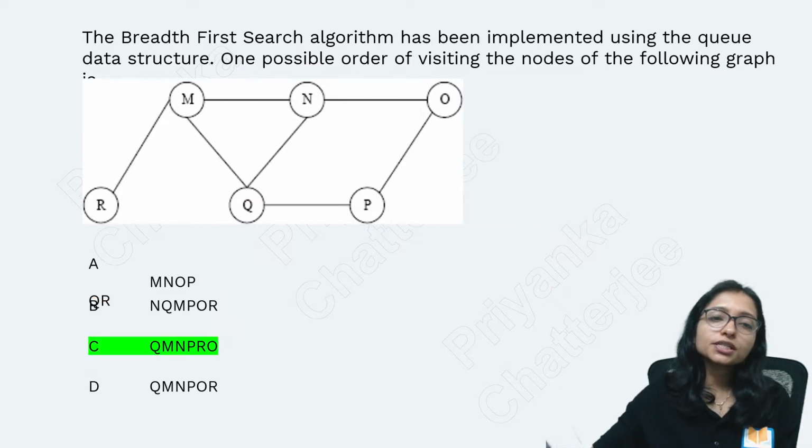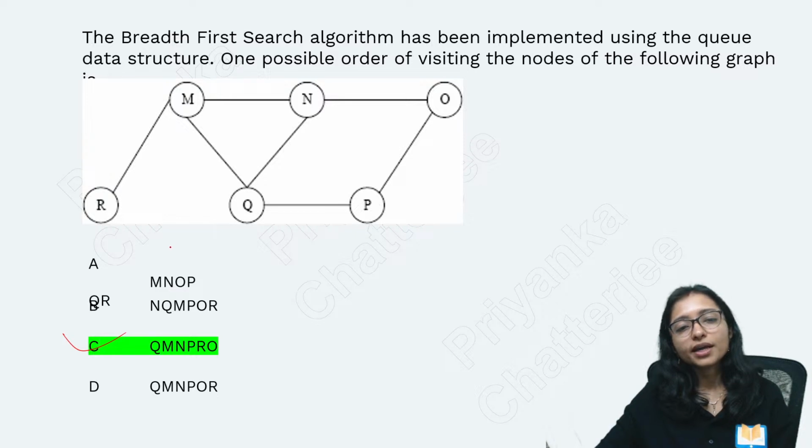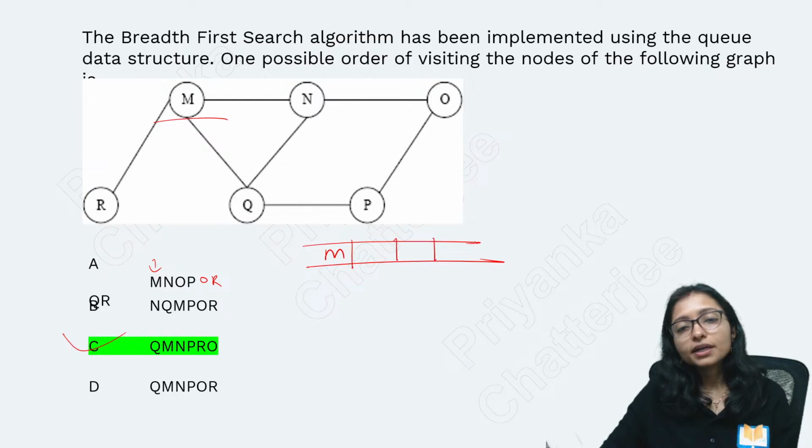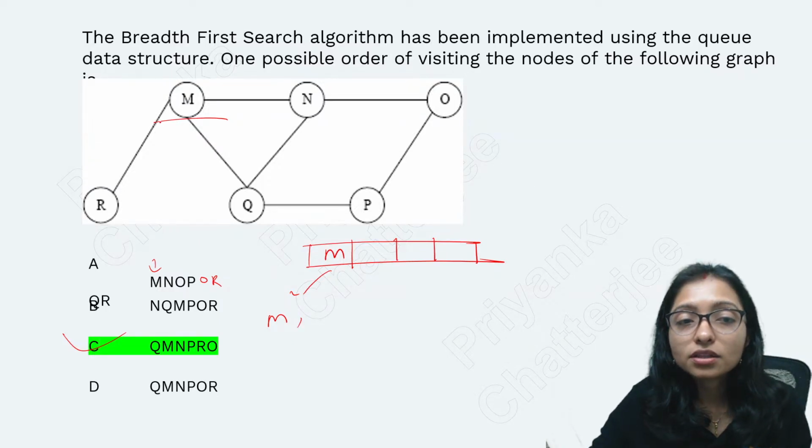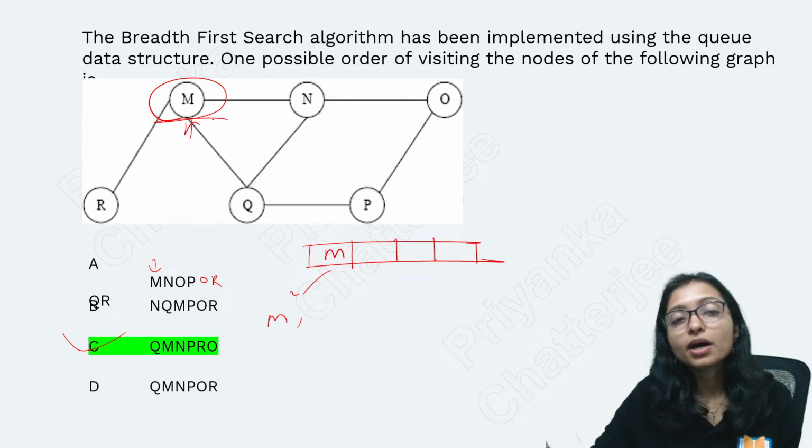Yes. Your option C is the correct answer. How and why? Here you have to start with M. When I am starting with M, it is maintaining the Q. How is it maintaining the Q? Whenever I am taking out M, what are my neighbors? Neighbors of M means which ones are connected with M directly? N, R and Q. So the next three elements will be N, Q, R.